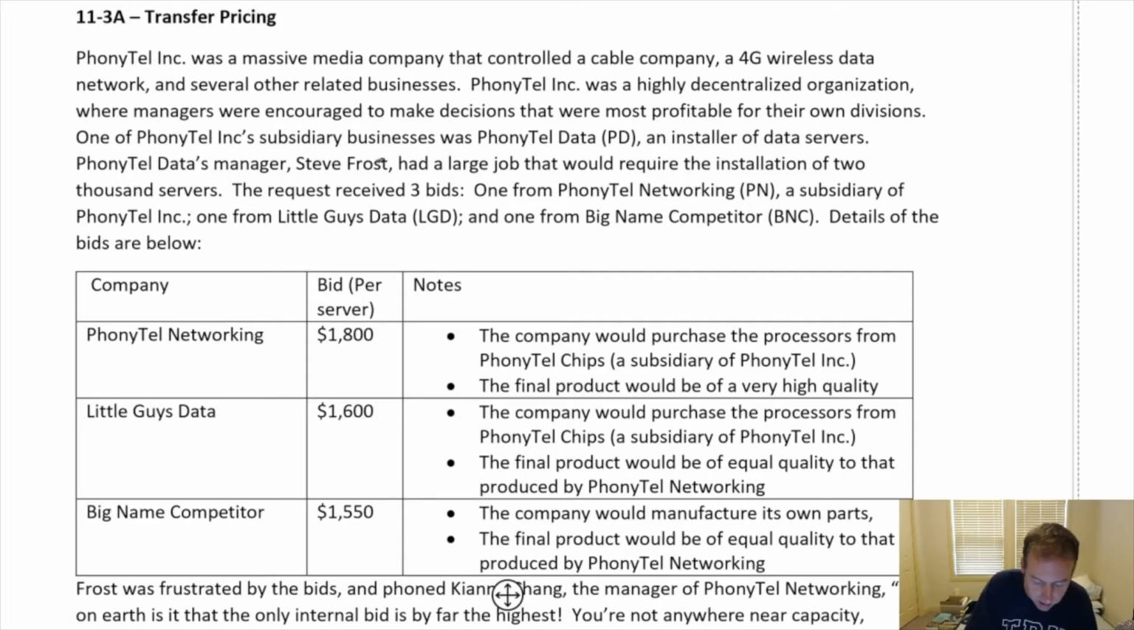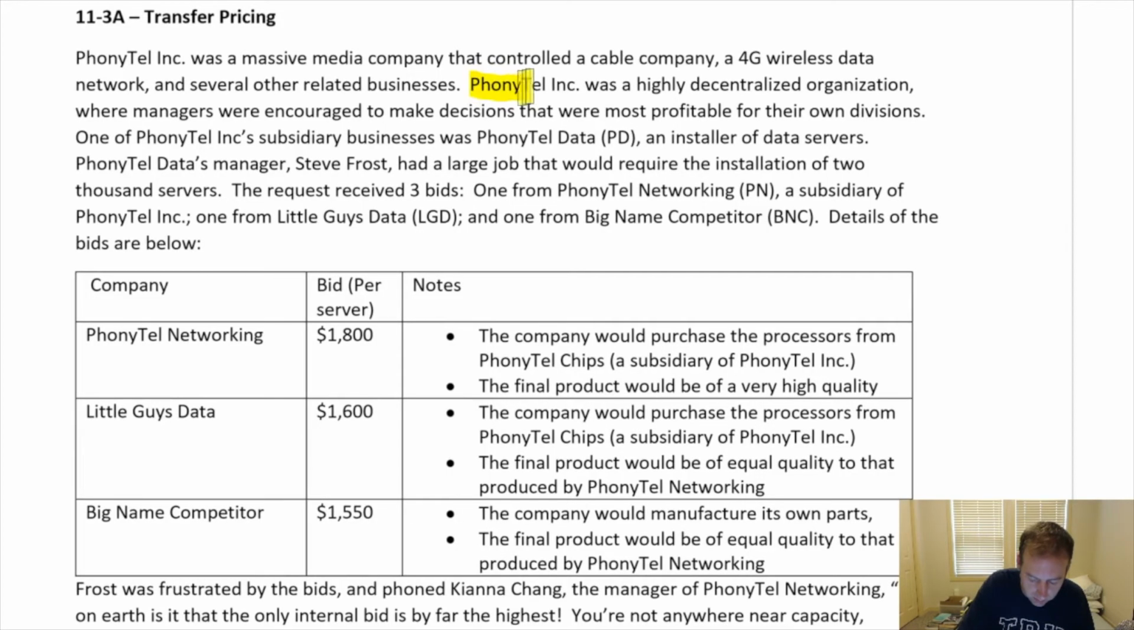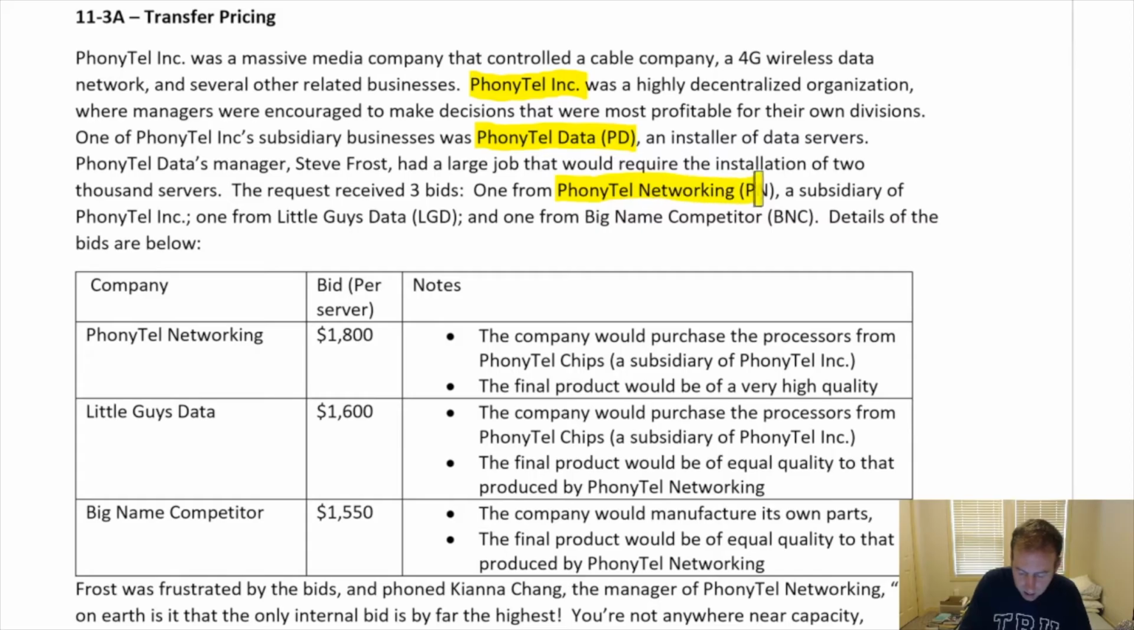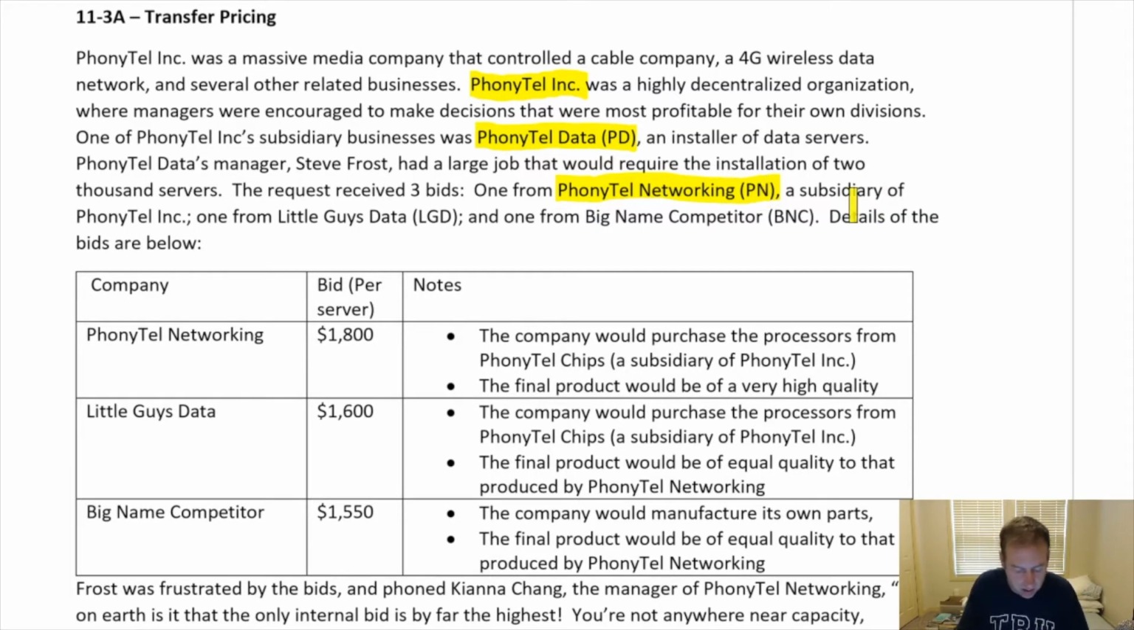One of Phonytail Inc.'s subsidiary businesses was Phonytail Data. Okay, so actually let's just start to highlight company parts here. So we got Phonytail Inc., that's the parent company. We got Phonytail Data, that's a subsidiary. Okay, reading on. It says Phonytail Data was an installer of data servers. Phonytail Data's manager, Steve Frost, had a large job that would require the installation of 2,000 servers. The request received 3 bids. One from Phonytail Networking. So I'm highlighting them yellow again because, well, it says a subsidiary of Phonytail Inc.